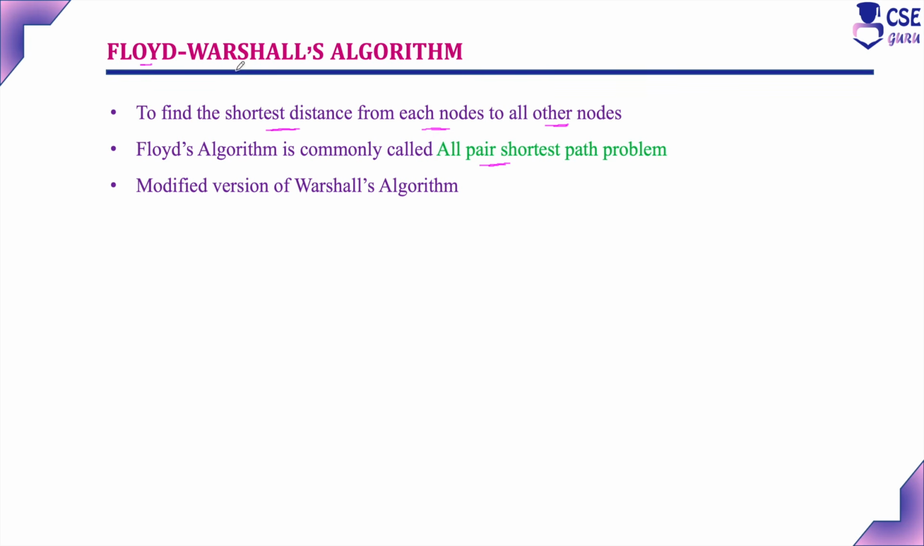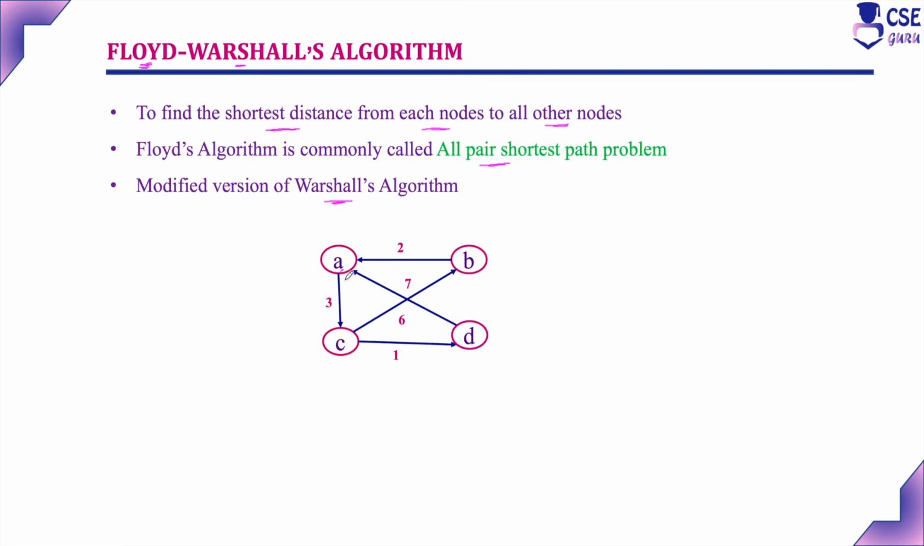Warshall's algorithm is used to find whether there is a path from each vertex to all other vertices in the given graph. But Floyd's algorithm is used to find the shortest distance from each vertex to all other vertices in the given graph. This is the difference between Floyd's and Warshall's algorithm. Floyd's algorithm is a modified version of Warshall's algorithm.